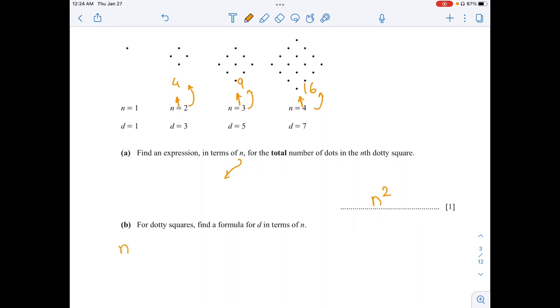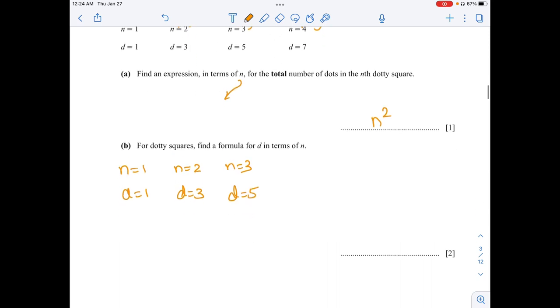Find, for dotty squares, the formula for d in terms of n. We can see that when n is equal to 1, d equals 1. When n equals 2, d equals 3. When n equals 3, d equals 5. So what is the series over here? 1, 3, 5, 7, it should be 9 and so on. I want the nth term. If the nth term is there, then what is the difference? The difference is 2.